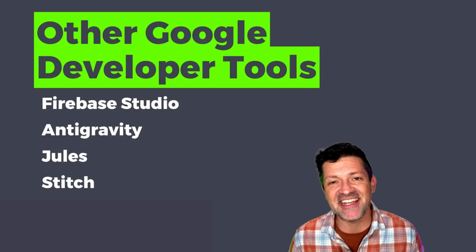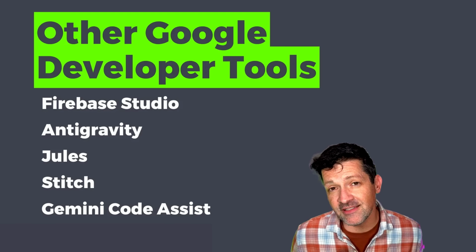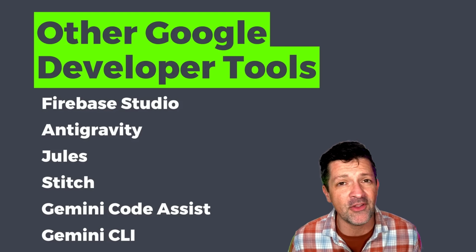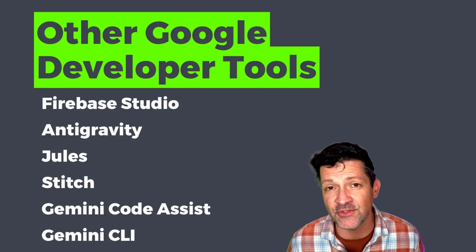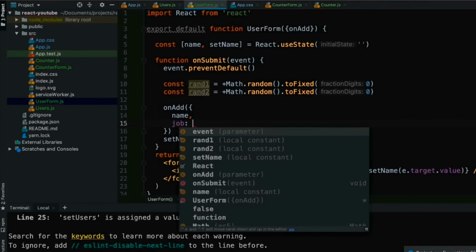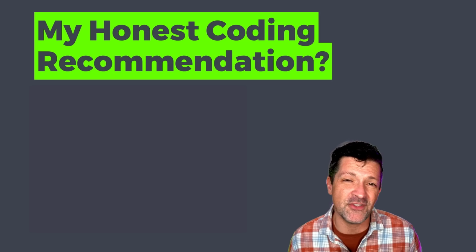There's Stitch, which is dedicated to website designs and front-end UI. There's also Gemini Code Assistant as well as Gemini CLI, which are two tools that allow developers to access Gemini in the terminal and whatever other AI tools that the developer prefers, such as IDEs like VS Code or Cursor.